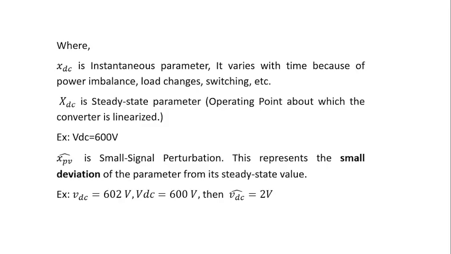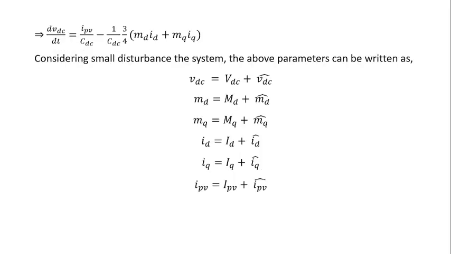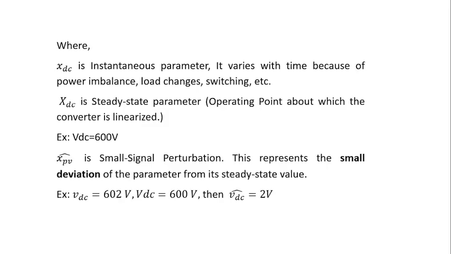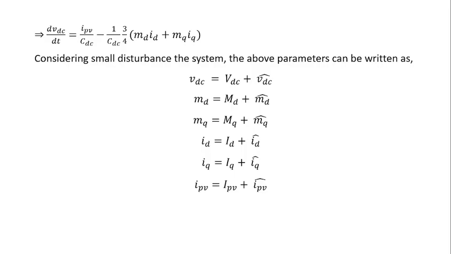Assume VDC is equal to 600. We assume that VDC must be equal to 600. That parameter we can consider as this capital letter V or M, or current ID. And here the cap parameter, that is VDC cap, MD cap, and so on.